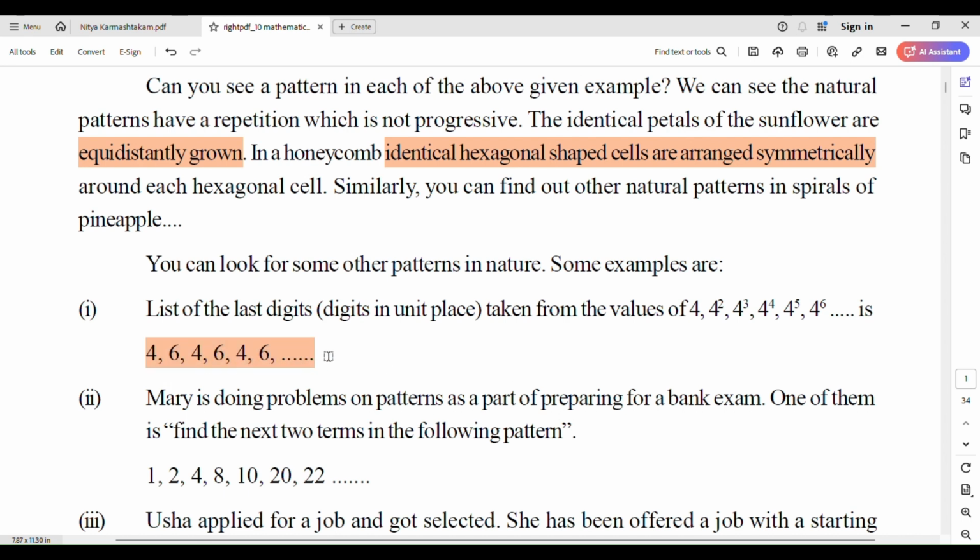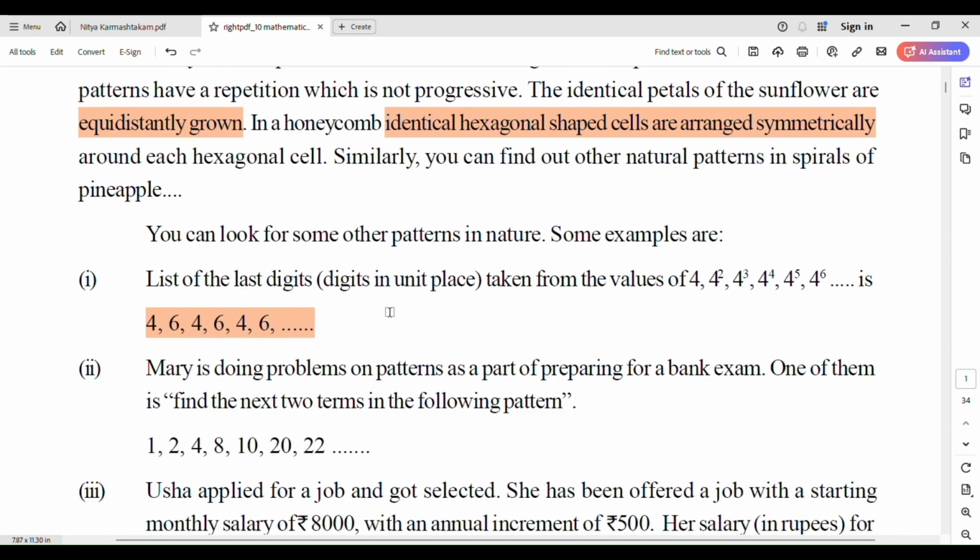These are all very useful things if you observe, and you might have seen some of my videos on remainder theorem, how useful it is knowing that 4 to the power of n follows the pattern 4 6 4 6. We solved several problems using this.